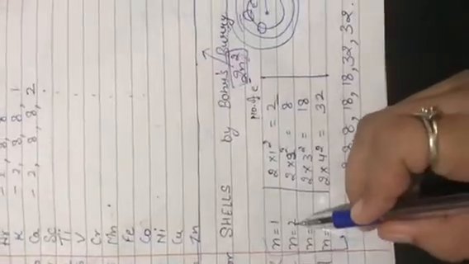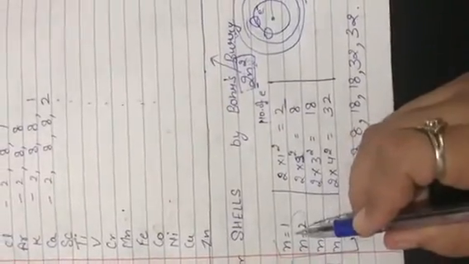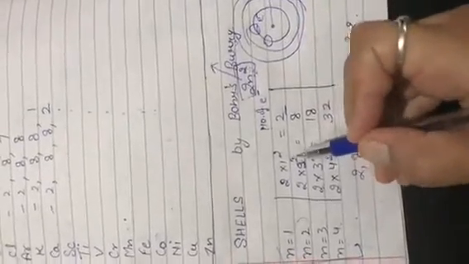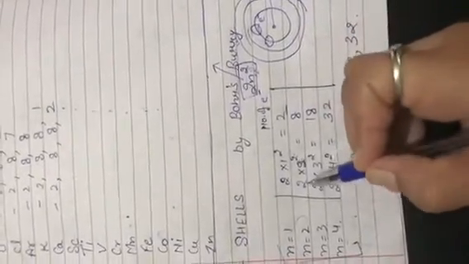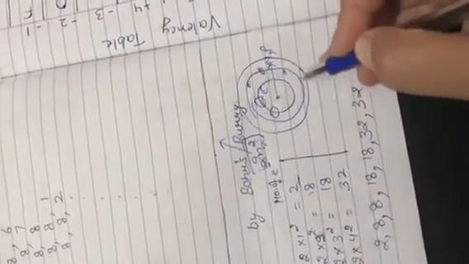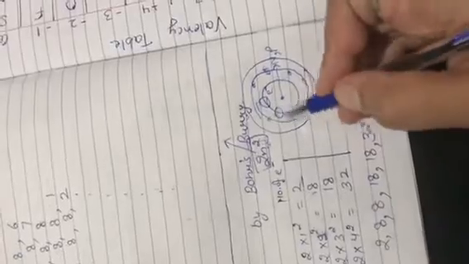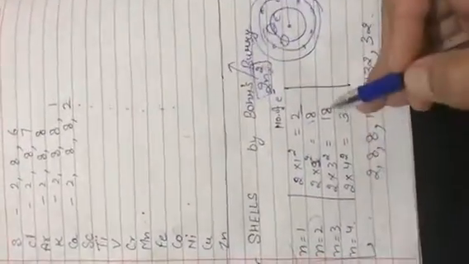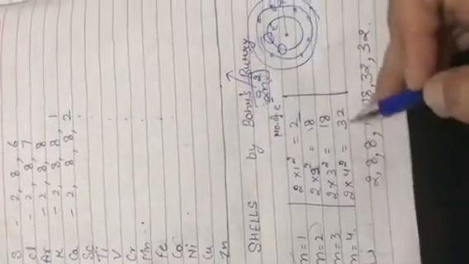And in another shell, as n is equal to 2, we can put this value into this rule. Then 2 into 2 square is equal to 4, and 4 times 2 is 8. So in the second shell, 8 electrons can revolve. You can put these 8 electrons in the second shell. And similarly, we can do it for other natural numbers. When we put the value of 3 for the M shell, our value becomes 18, and next is 32.